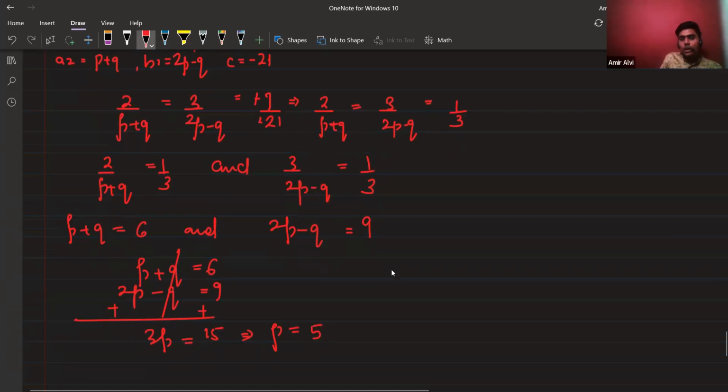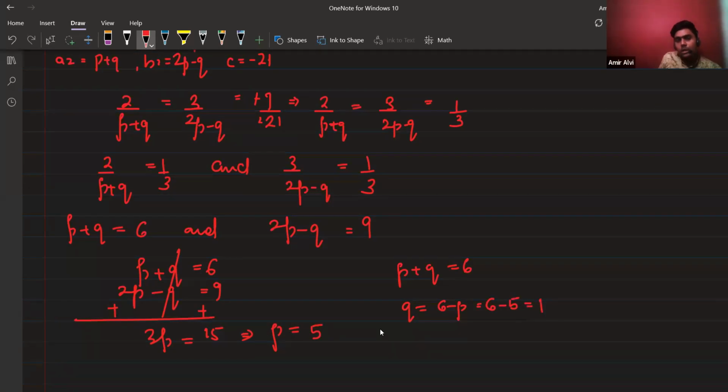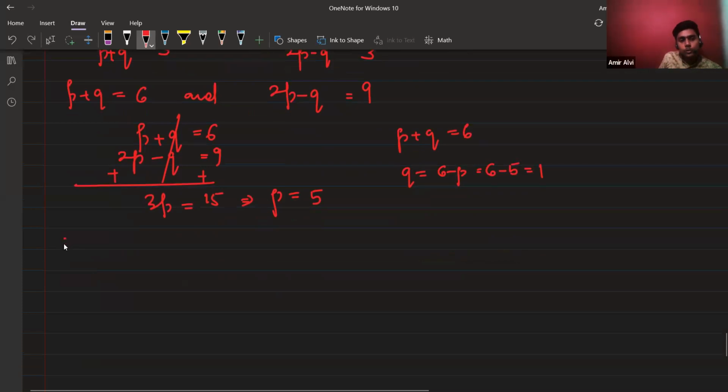If I have this, P plus Q is equal to 6. So what is the value of Q? 6 minus P. So 6 minus 5 is equal to 1. So the value of P and Q should be what? P should be 5 and Q should be 1.